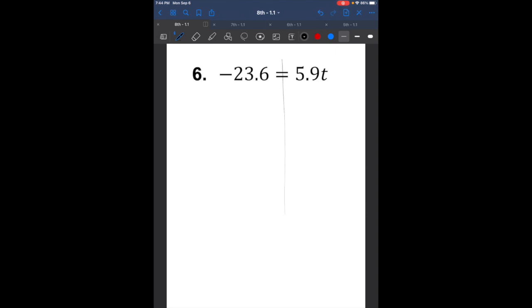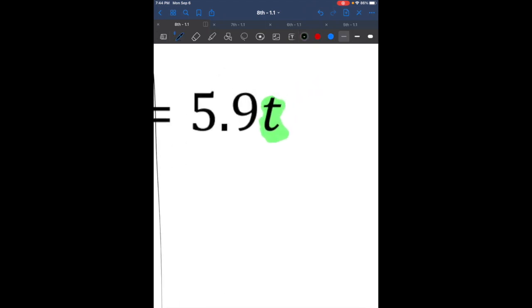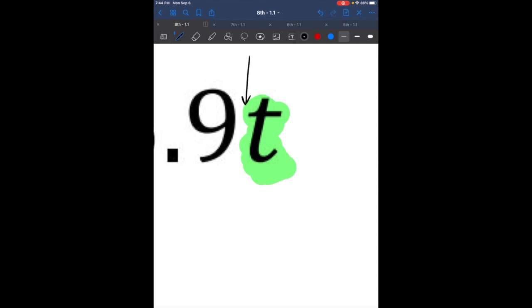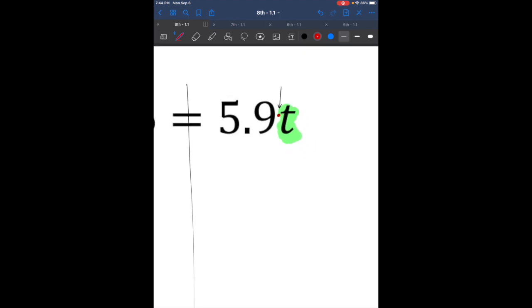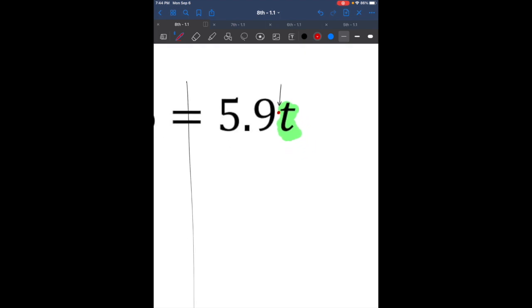Here we go. Let's break it in half. So remember, we want to get the variable by itself. So how do we do that? Well, what invisible operation goes right here? It's going to be a multiplication. So you have 5.9 times the letter t.